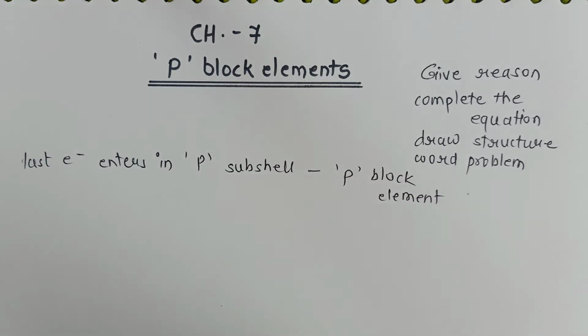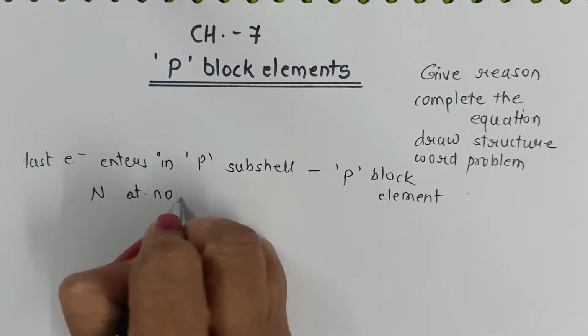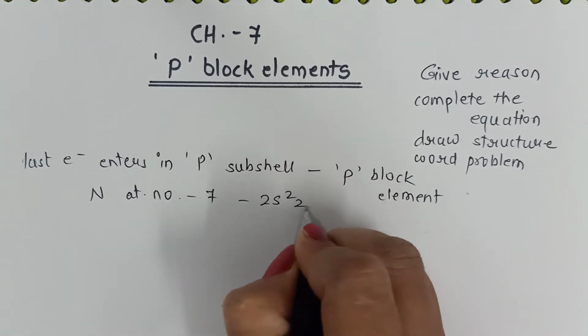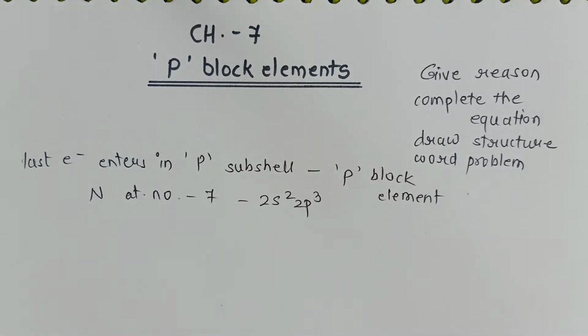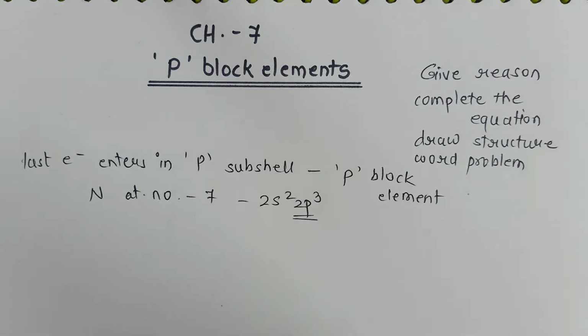For example, nitrogen with its atomic number 7 has the outermost configuration 2s2 2p3. So the last electron is entering in P orbital and therefore nitrogen belongs to P block element.